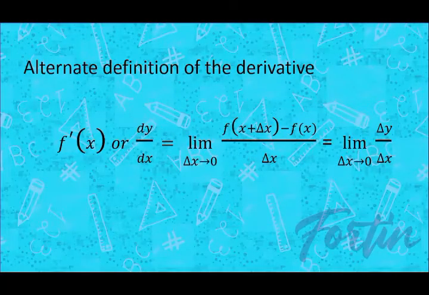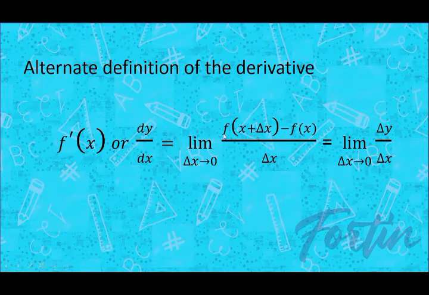So, the alternate definition of the derivative. In your textbook, this is defined as the alternate, but actually this is really the definition of the derivative. So the derivative of a function, dy/dx, or f prime of x, is equal to the limit of the function of x plus change in x, minus the function of x, divided by the change in x, as change in x approaches 0. So this is our definition.